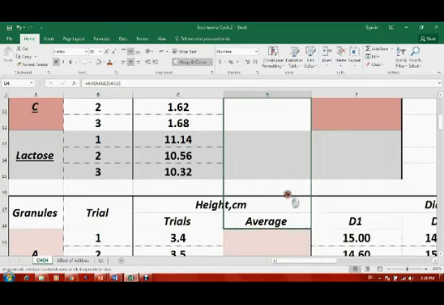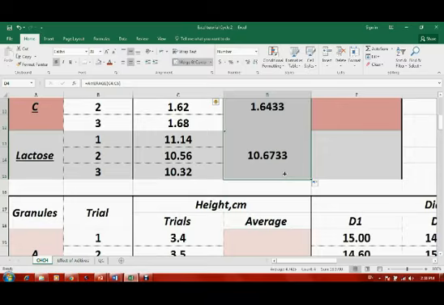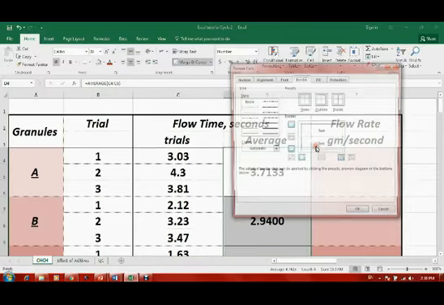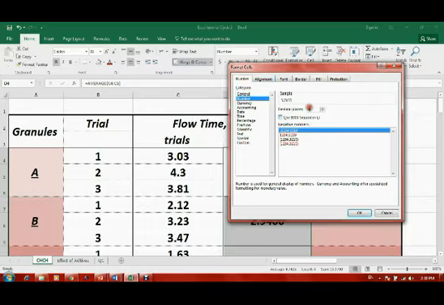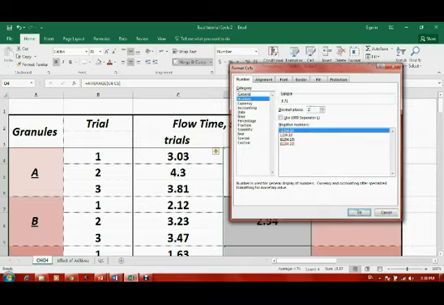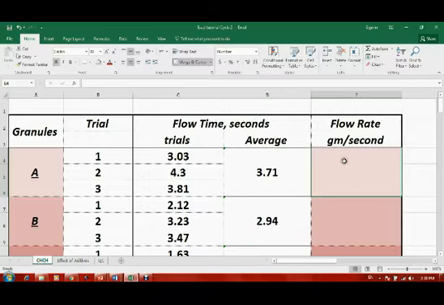Flow rate by equation is equal to the mass divided by the time required for this mass to flow through the standardized funnel or assembly we used. Then it is equal to 100 grams divided by the calculated average flow time, as you can see.